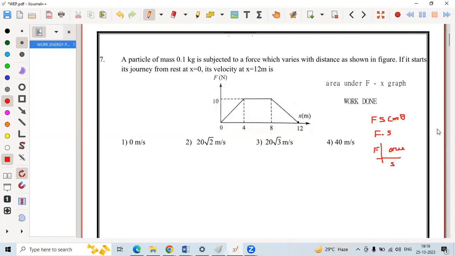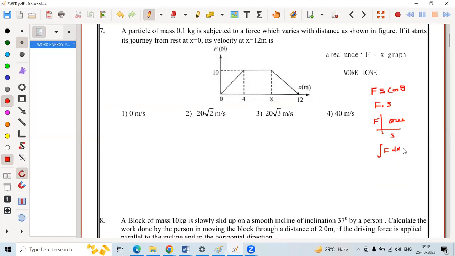Sir, integration of f dx. Super, yeah. Integration of F dx. Then change in kinetic energy. Excellent. That formula is what I need now. Exactly, I'm looking for that formula.